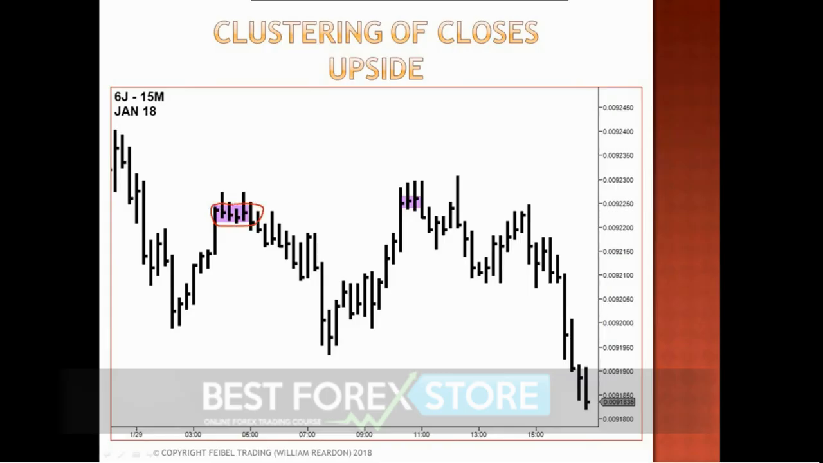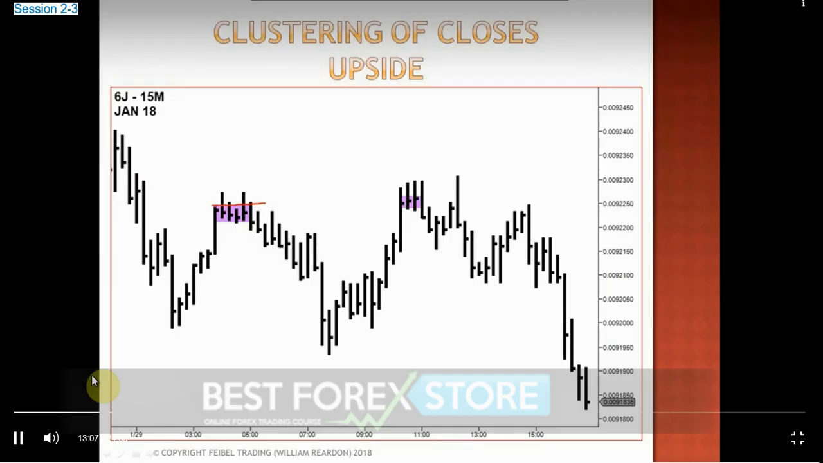Upside progress has ceased. We hold here. Higher prices appear to have been rejected. And we can clearly see we have a clustering of closes. It's clear to see, if we draw this level in here, that higher prices are being rejected. We can't close over this level.